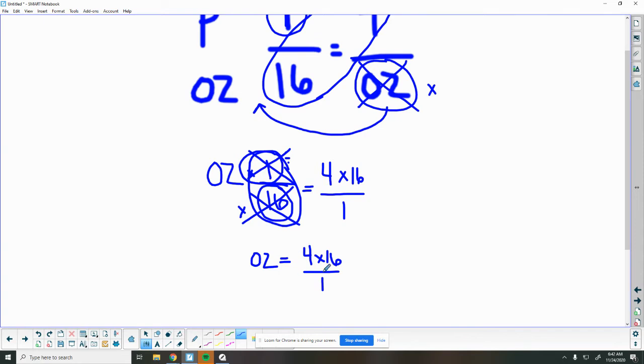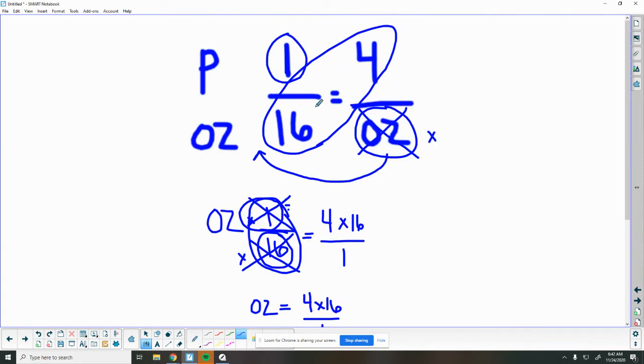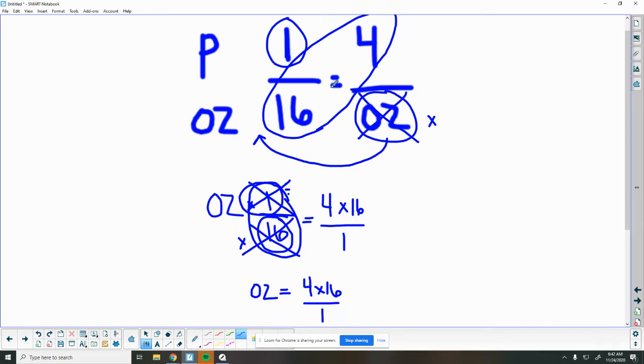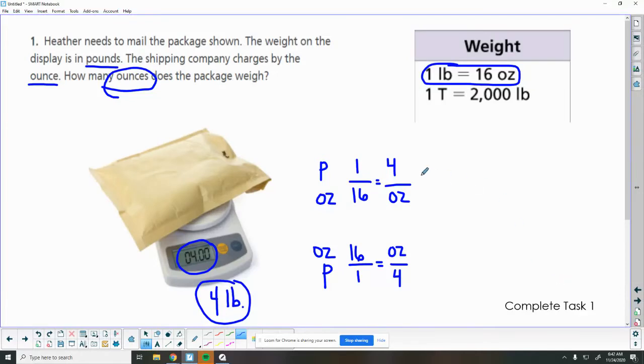So this became the same problem as this crisscross, multiply, and divide problem. But that's why we can do it, is because we're just moving everything from side to side, but keeping it the same. So let's come back here and use our shortcut. So 16 times 4 divided by 1 will give us our answer in ounces.